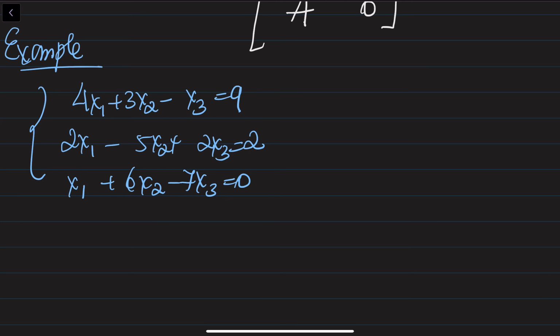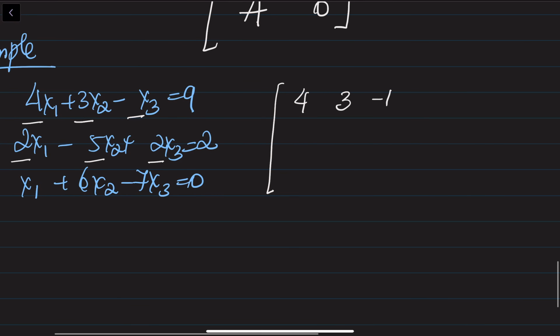In order to do this, I'm simply going to copy the coefficients of x1, x2, and x3 to the first row of the matrix. So this is going to be 4, 3, and minus 1. Then I'm going to copy the coefficients of x1, x2, and x3 from the second equation. It's going to be 2, minus 5, and 2. Then I'm going to do the same for the third equation. It's going to be 1, 6, and minus 7.